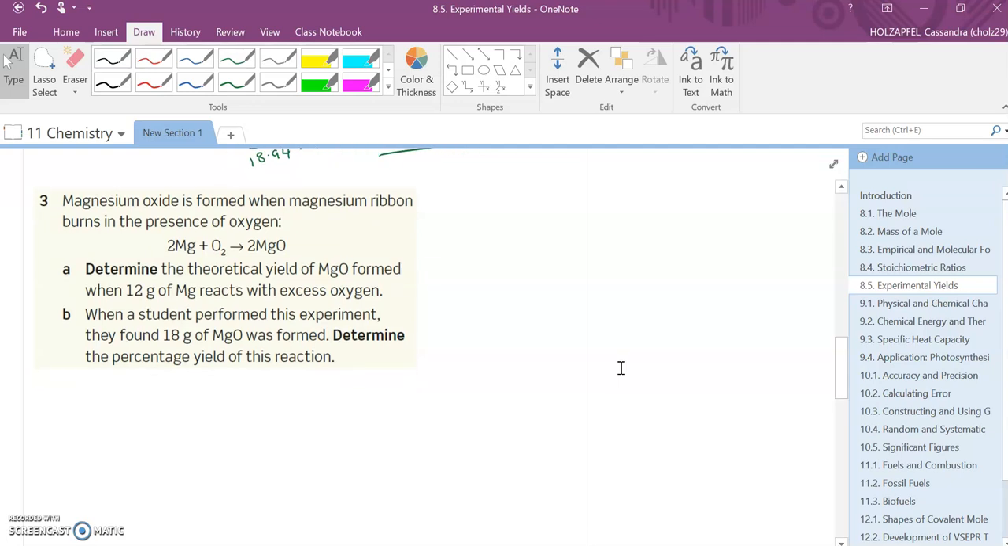So again, see how whenever we're doing some sort of experimental thing, we're always doing it in mass because it's always easiest for us to measure in mass. But in reality, things are reacting in molar ratios. So we're always using that molar mass formula. Okay, and then determine the percentage yield of this reaction.